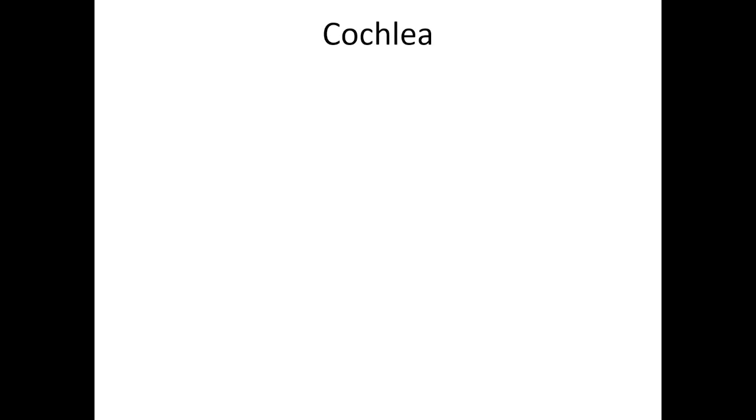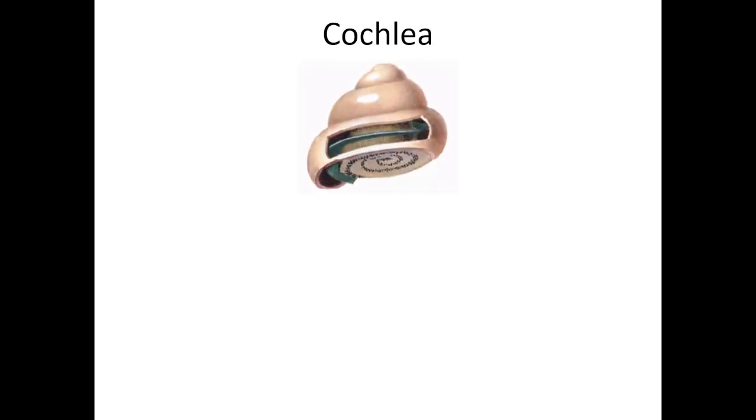And now about the cochlea. Here it is, cochlea. It has 2.5 turns. First one, second one, and half of the third. 2.5 turns. And these 2.5 turns are made around this structure inside of it. The structure is called modulus. Modulus.